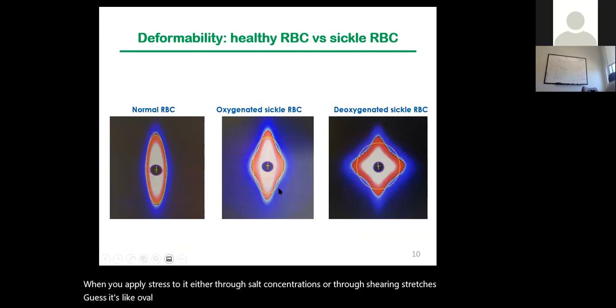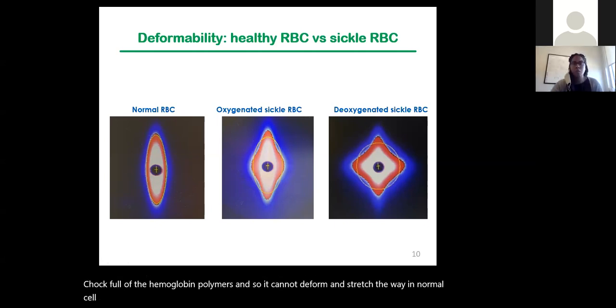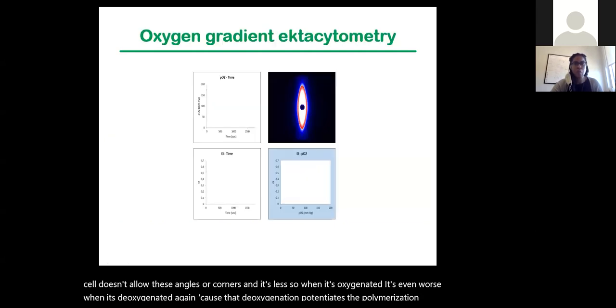A sickle red cell, though, does not. It's chock full of the hemoglobin polymers, and so it cannot deform and stretch the way a normal cell does. It still has these angles or corners. And it's less so when it's oxygenated. It's even worse when it's deoxygenated, again, because that deoxygenation potentiates the polymerization of the sickle hemoglobin.